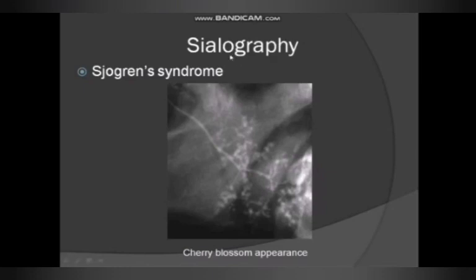In Sjogren's syndrome, which is an autoimmune disease, it's shown in sialographic view as a cherry blossom appearance. We can see the wide-spreading dots and blobs of contrast medium throughout the gland. That's because the weakening of the ducts leads to escape of contrast medium.